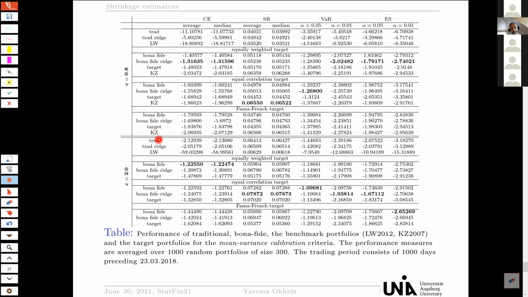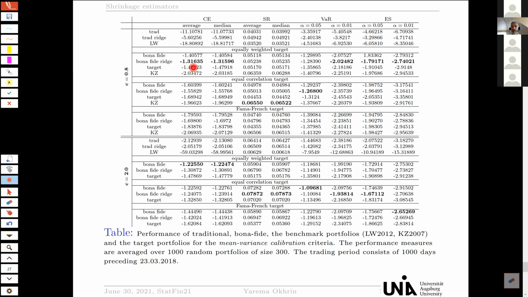So we have really very, very robust results. And again, all those numbers over here are based on 1,000 random portfolios of size 300. So it is very robust in some sense. And the trading period consists of 1,000 days preceding the last day of our sample.